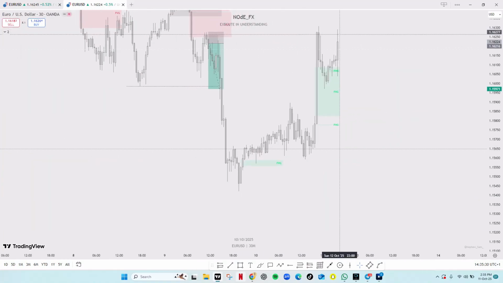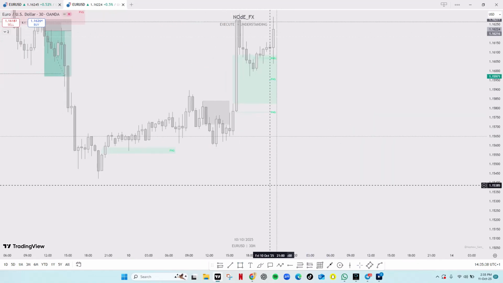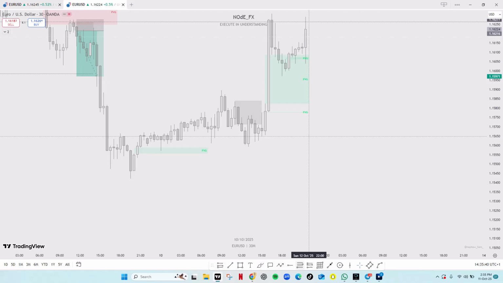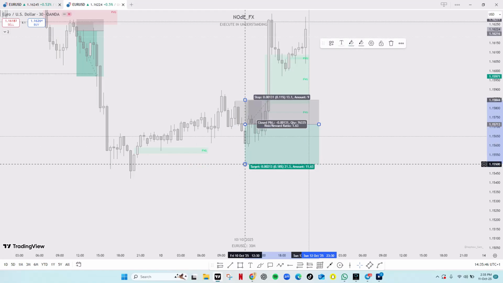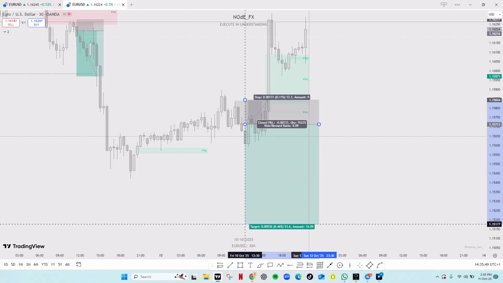I'm looking for supplies. Here was where I found the supply. This was where I found the supply to be. And then I took my entry from here. Took my entry from here, placing it down somewhere for R.